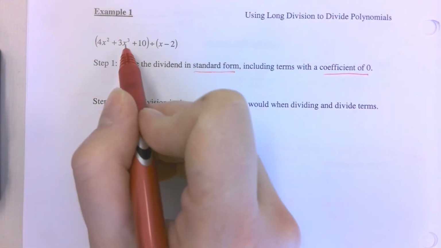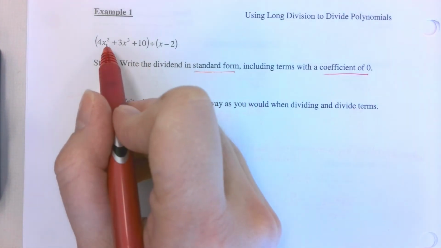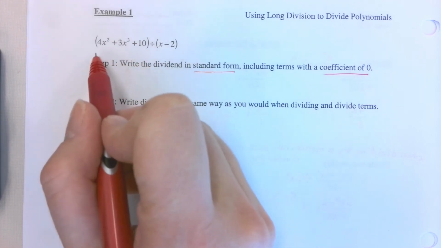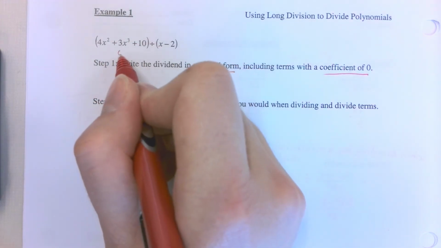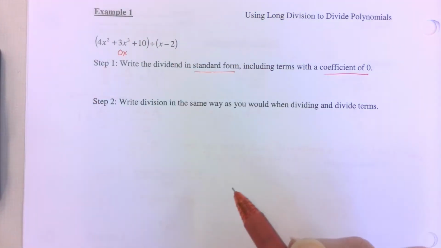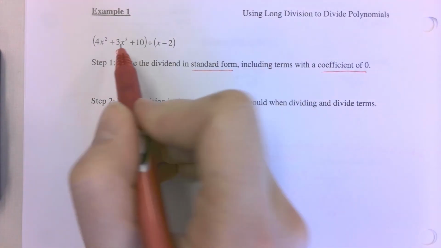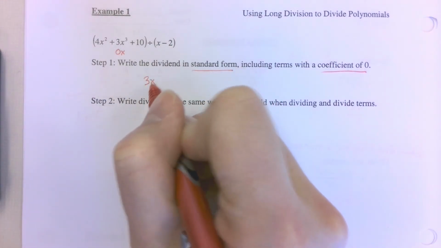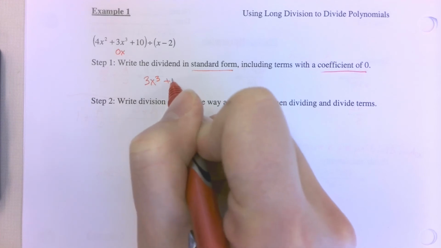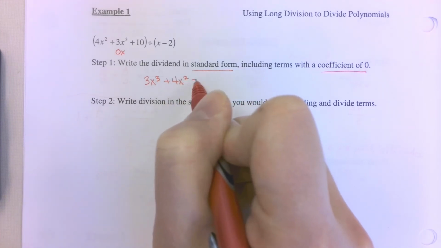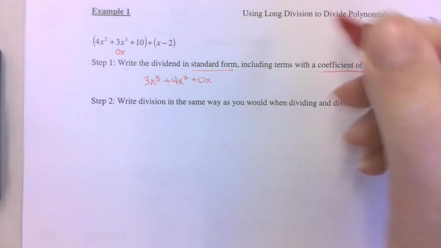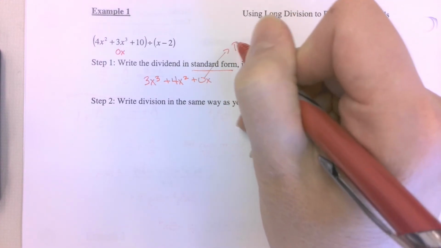If you look, I have a power of 3, a power of 2, but I don't have x to the first. That means I'm missing it. So I'm going to put in an extra 0x. That's going to be a placeholder. So when I go to write this, it's going to be 3x to the third plus 4x squared plus 0x. Make a little note that that is a placeholder.